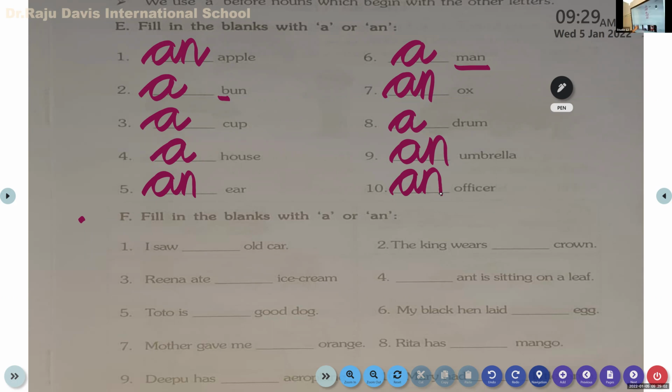Drisha, come on. Read the first question for me. I saw dash old car. Yes, very good. I saw an old car. Very good, Drisha. I saw an old car. Very good. Ma'am, can I? Wait. I'll call you. Wait for your turn, my dear.